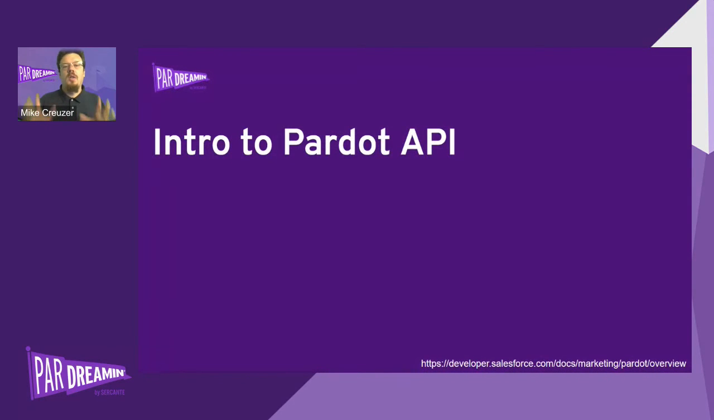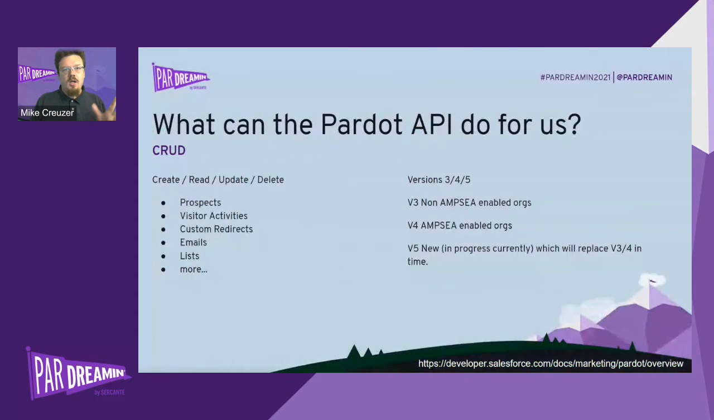So the Pardot API. There's a whole lot it can do for us, but for ad hoc reporting and solving problems, we tend to only be concerned with prospects, visitor activities, maybe custom redirects, likely emails, email sent, maybe prospect lists. There's a whole lot more available with the Pardot API, but we're not so much concerned about that generally. There are a couple of versions of the API. 3 and 4 are what we're going to be using primarily.